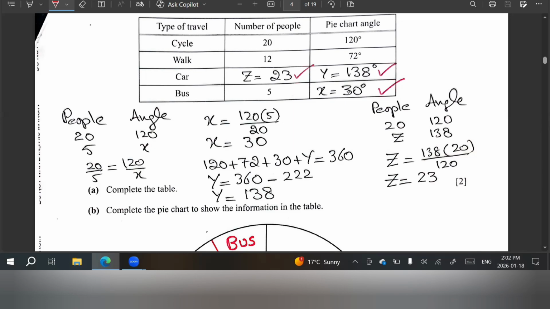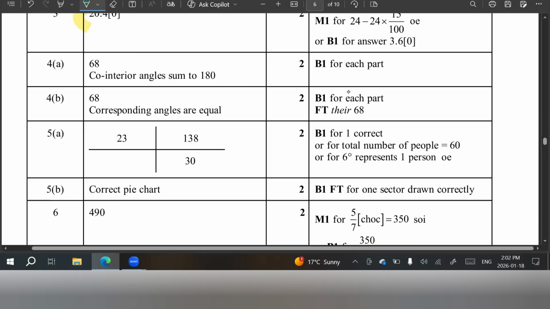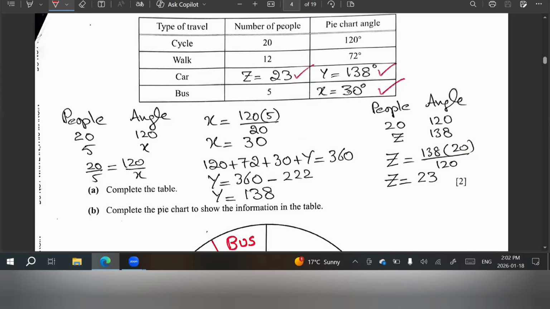Okay, so this is how you do question number 5, its A part. Let me check the answer. 23, 138, and 30. This is my answer, sir. So that is right, sir.